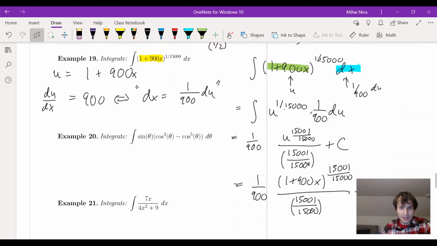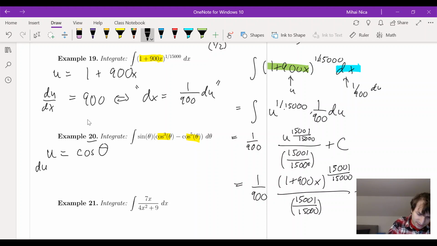Okay, let's do another one. Example 21. What am I going to make u over here? u equals what? And again, I think you should try it. Take a guess. Pause the video. Take a guess before you peek at what I'm doing. But I see a lot of cosines, so that looks promising to me. Let's try u equals cosine of theta. And if u is cosine of theta, du d theta is minus sine of theta. Or another way to say that is sine theta times d theta is equal to minus du.